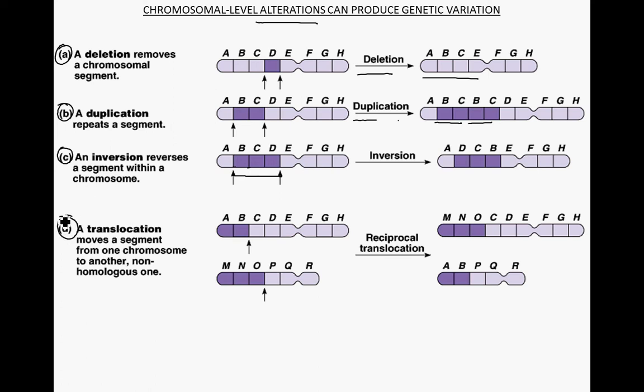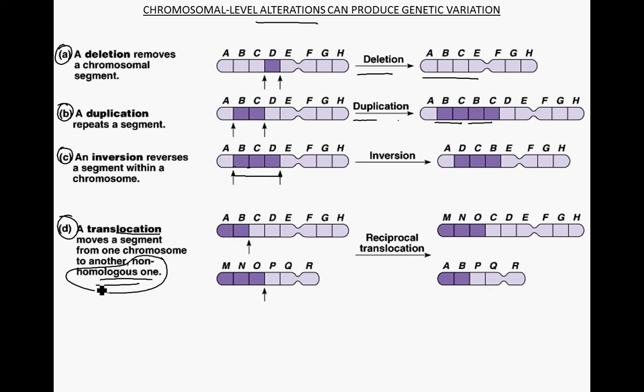And then finally a translocation, which is just what it sounds like. You're changing locations, right? It moves a segment from one chromosome to another non-homologous one, right? So this is not crossing over. This is not a recombination between homologs. This is between non-homologs, okay?